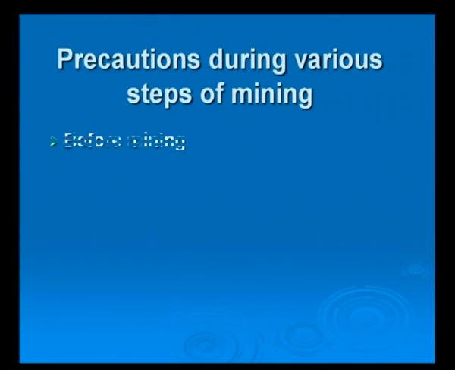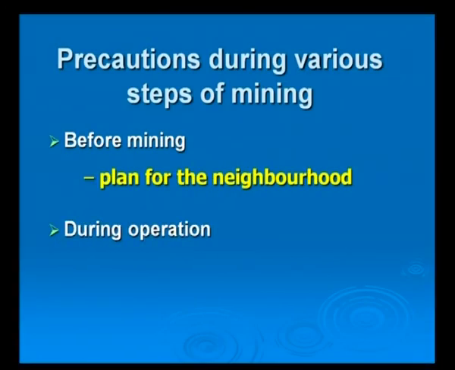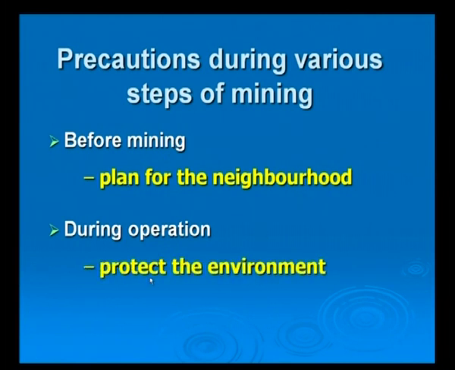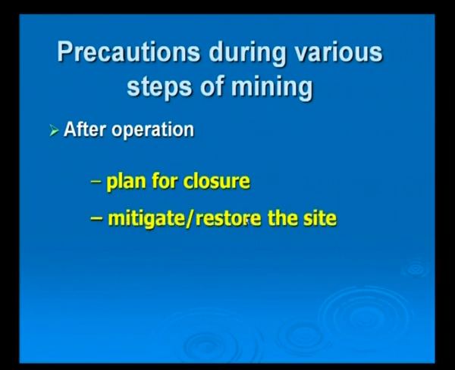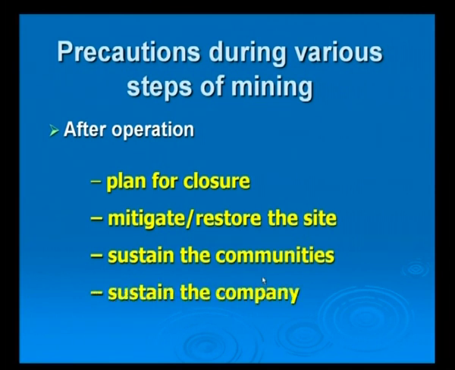So, once the mineral ore is extracted, the remaining material is called the tailings, and we have to dispose of the tailings also. And what are the precautions that we have to take? Before mining, we have to plan for the neighborhood. During operation, we have to protect the environment, and after operation, we have to plan for closure, mitigate or restore the site, sustain the communities, and sustain the company. These are all things that we have to keep in mind before, during, and after the mining process.